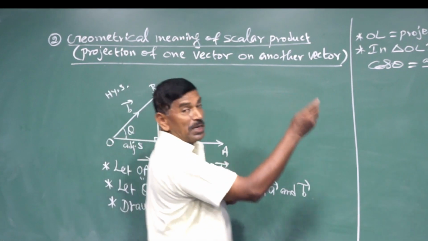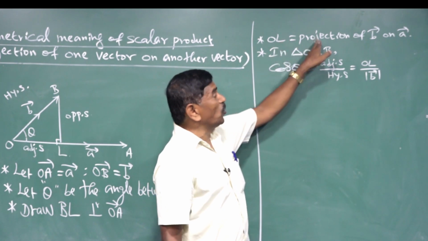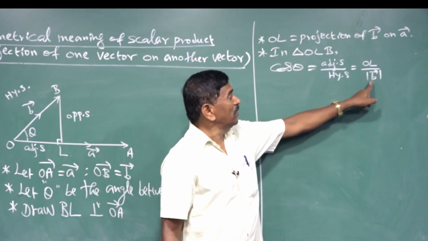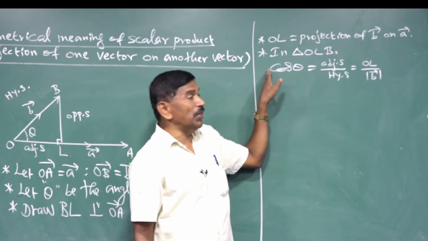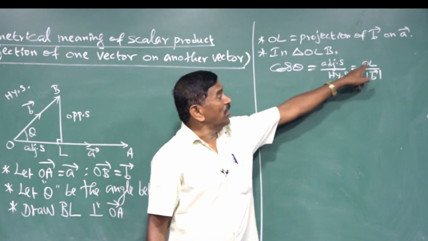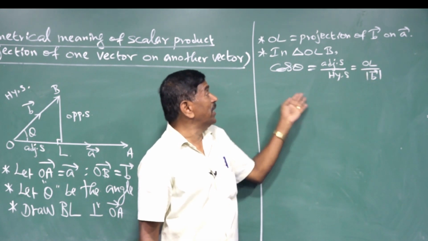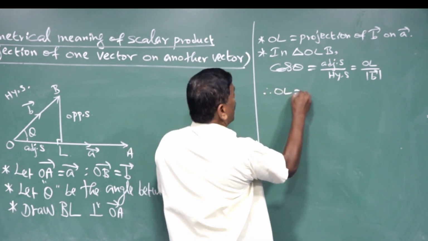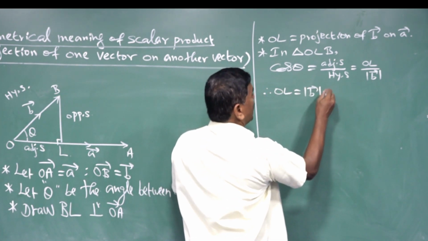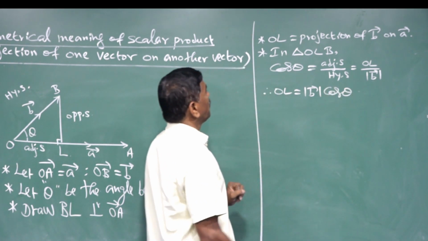Okay. Now cross multiply. We want to make OL equal to something. Cross multiply. That means modulus B vector comes to the left side, becoming modulus B vector into cos theta, and the numerator is OL. What is OL? OL is equal to modulus B vector into cos theta. Okay, OL is ready.